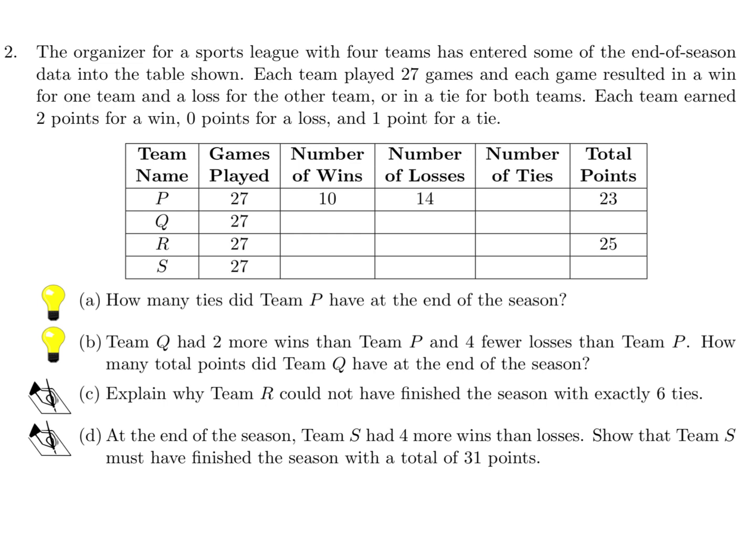The organizer for a sports league with 4 teams has entered some of the end of season data into the table shown. Each team played 27 games, and each game resulted in a win for one team and a loss for the other team, or in a tie for both teams. Each team earned 2 points for a win, 0 for a loss, and 1 point for a tie. How many ties did Team P have at the end of the season?